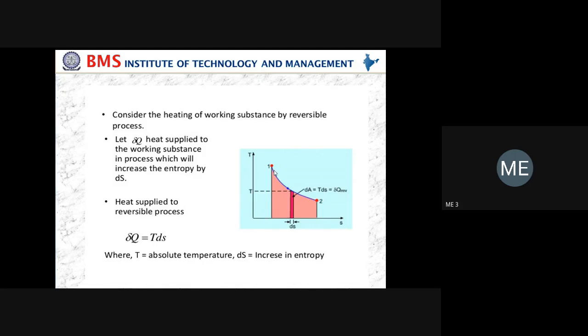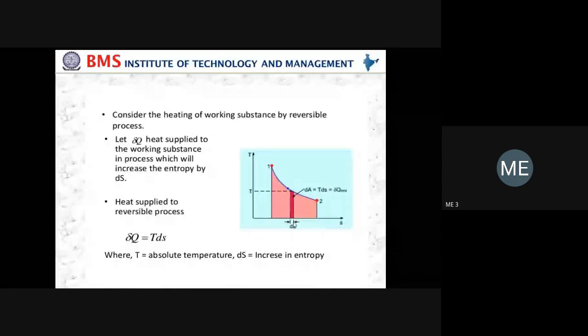Suppose I am taking one intermediate point between the process 1 to 2, and the amount of the entropy during that state is ds. It is represented by ds here. S1 is the entropy at the initial state, S2 is the entropy at the final state, and ds is the entropy during some interval, at some intermediate state point. That is denoted by ds.